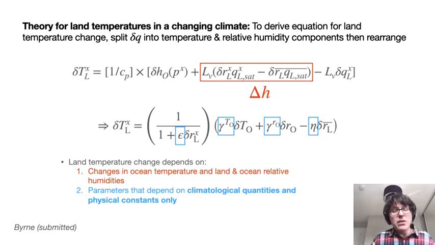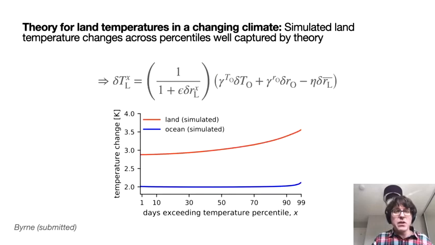And the important thing to note about these sensitivity parameters is I haven't given you the equations for them here, but they're physical parameters. They're not statistical fits. They're part of the physical theory, and they depend only on physical constants and climatological quantities. So these sensitivity parameters don't depend on you running a climate change simulation. They're just a function of the basic state and physical constants. Okay, so that's the theory. So let's return to the simulations and see how the theory does.